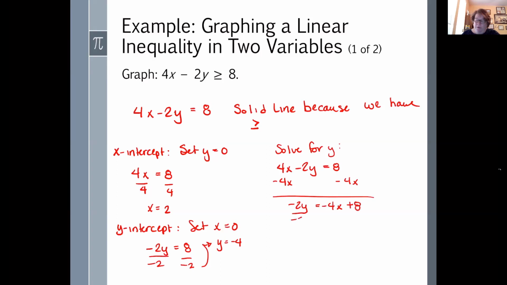And then divide everything by -2. And I get y is 2x minus 4. So I see that the y-intercept is the same value that I got from finding the y-intercept by setting x equal to 0. And the slope of this line is 2.